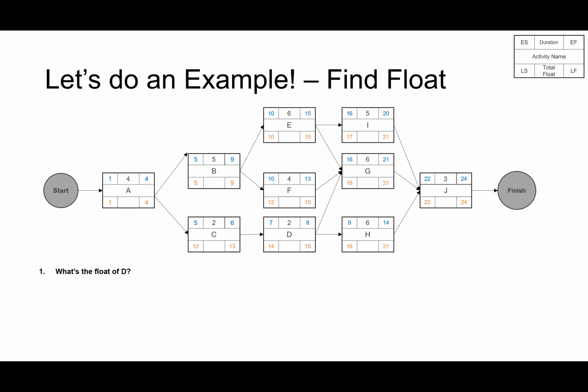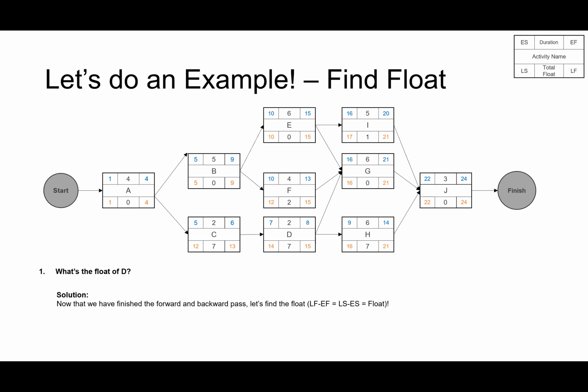Now I need to find the float. Once I do the forward and backward pass, that's all I need to get the float. And so to do that, basically I need to subtract the late finish minus the early finish, which should be equal as the late start minus the early start. That should be the float. And I'm going to put it right in my box over here in the middle where it says total float. So I go through it. I can see that both numbers need to be the same on both sides of the box. And I can put those numbers here. You see how I'm filling them out.